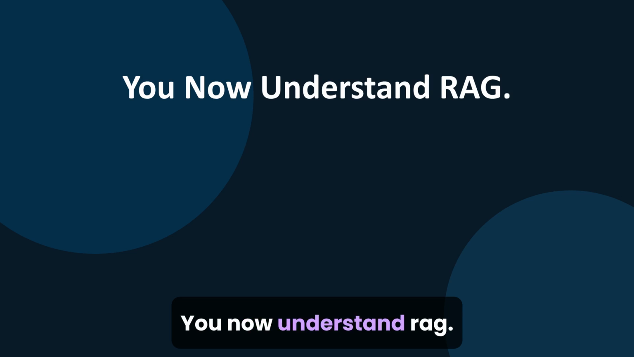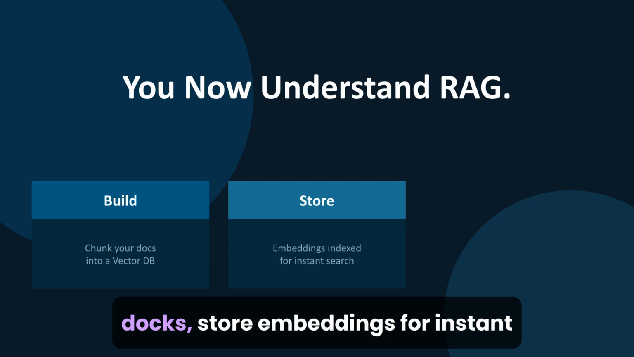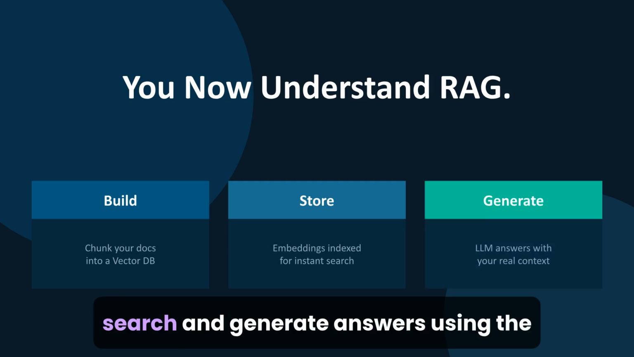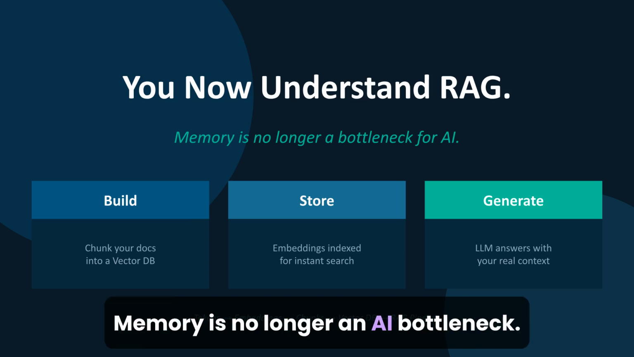You now understand RAG. The key takeaways are: build by chunking docs, store embeddings for instant search, and generate answers using the LLM with your real context. Memory is no longer an AI bottleneck.